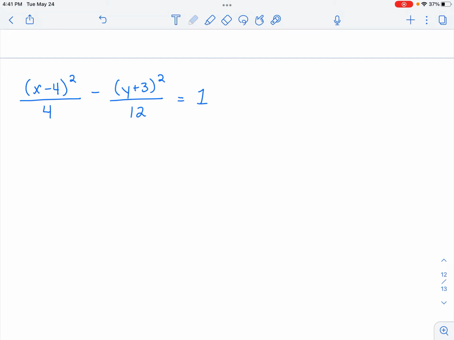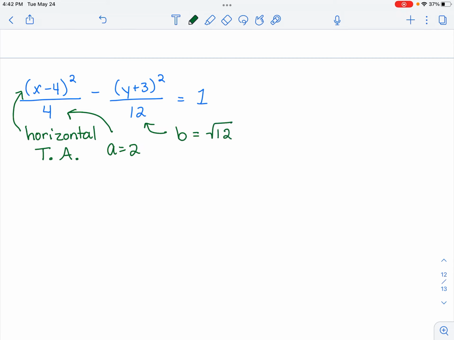All right, so what do I know? I know that because x comes first, this is going to have a horizontal transverse axis. I also know that a has to equal 2 to get to the 4. And then I also know here that b has to equal the square root of 12, which is 2 square roots of 3, which is approximately 3.5.